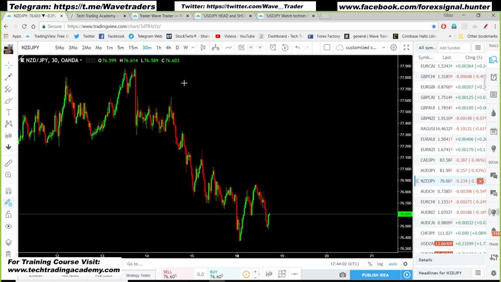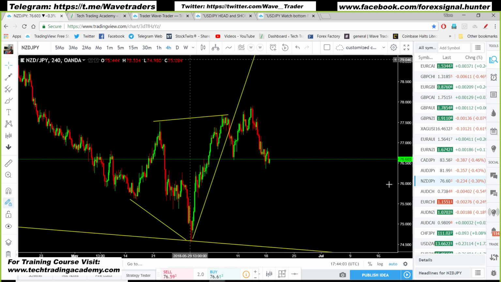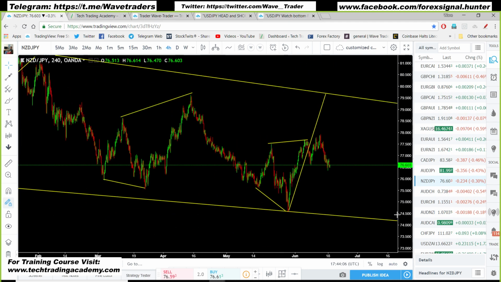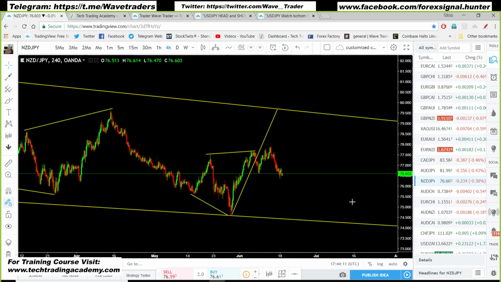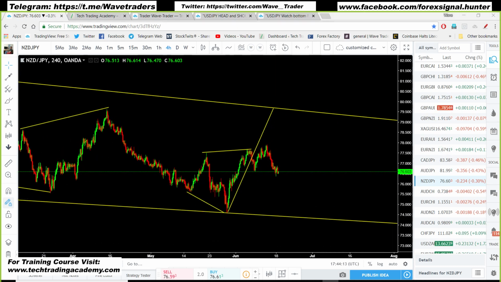So Kiwi yen, watch for correction and drop. I'm going to show you pairs quickly because we are running out of time. Correction, move upside.